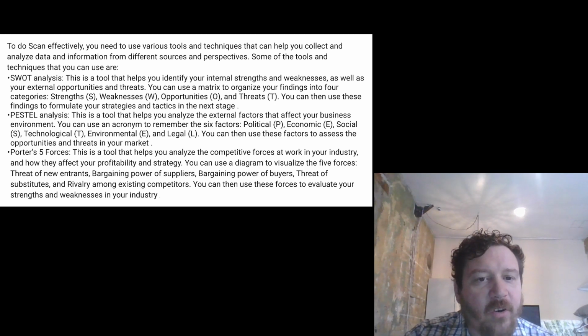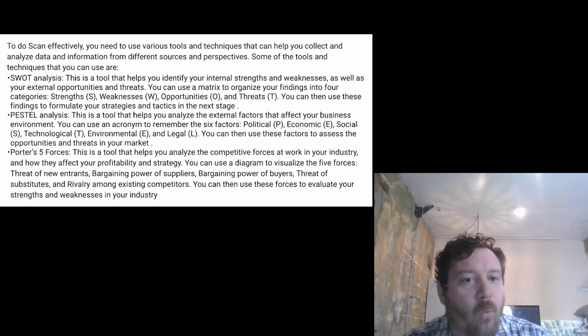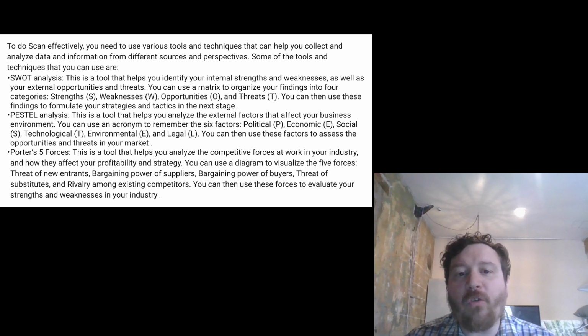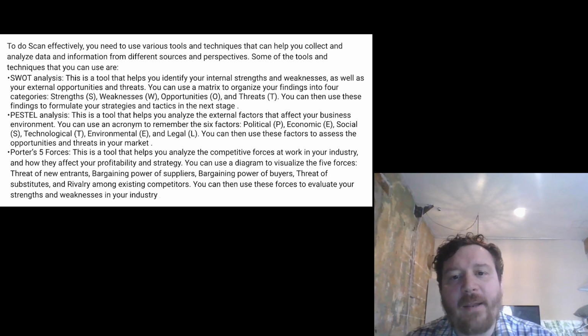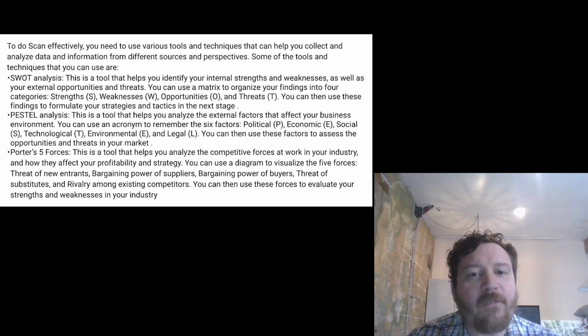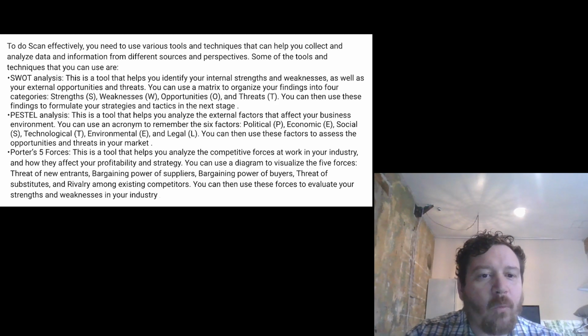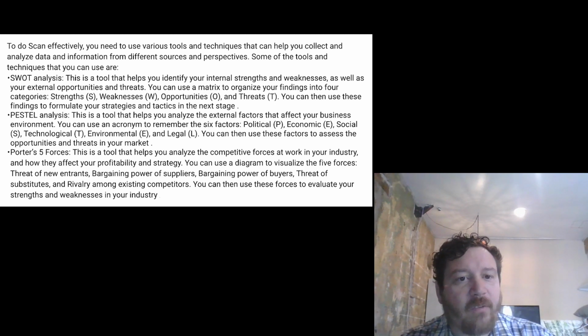In the previous lecture, we introduced ourselves and explained the background and motivation of this course. We also gave an overview of the 4S framework and its four stages: scan, strategize, streamline, and sustain. In this lecture, we'll start exploring the first stage of the 4S framework, scan. We'll explain what scan means, why it's important, and how you can do it effectively.